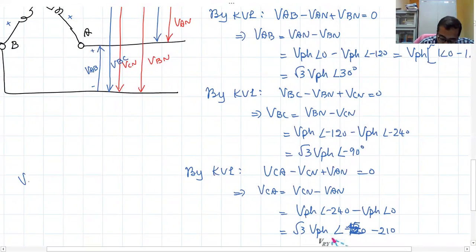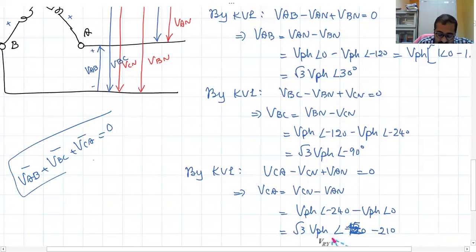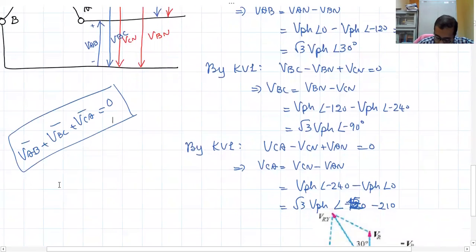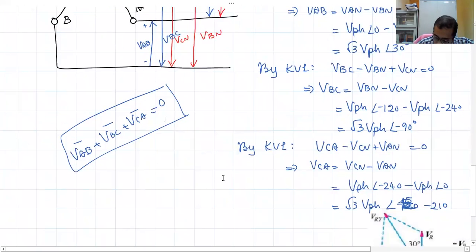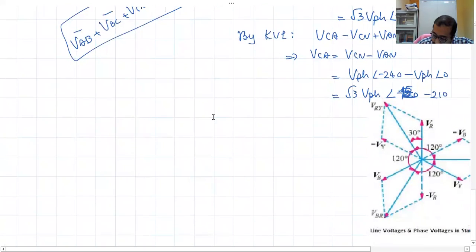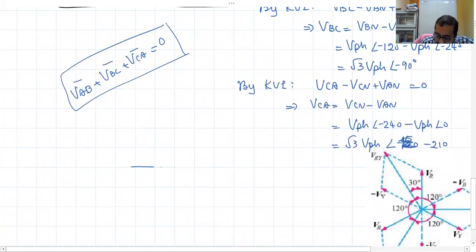If you add the line voltages VAB, VBC, and VCA, what should you get? You should get 0 because it's a balanced symmetrical system. Now let us draw the phasor diagram. Suppose this is my VAN, this is VBN and this is VCN.